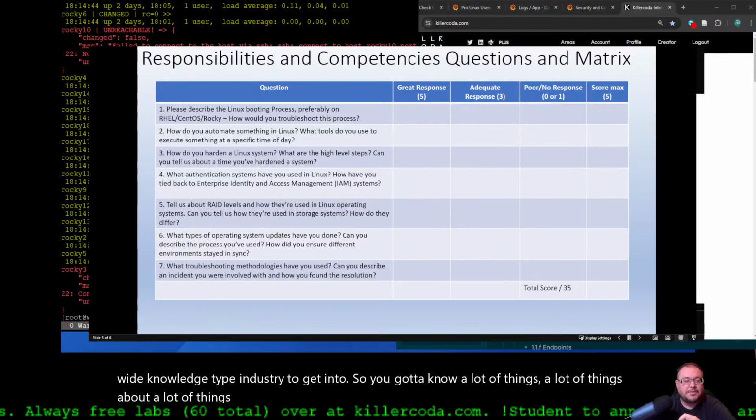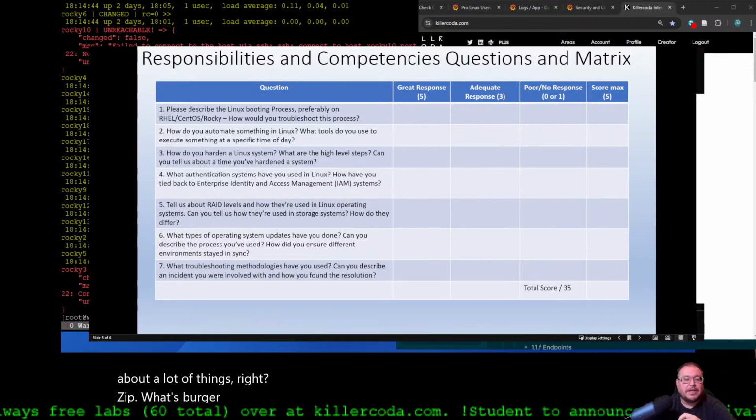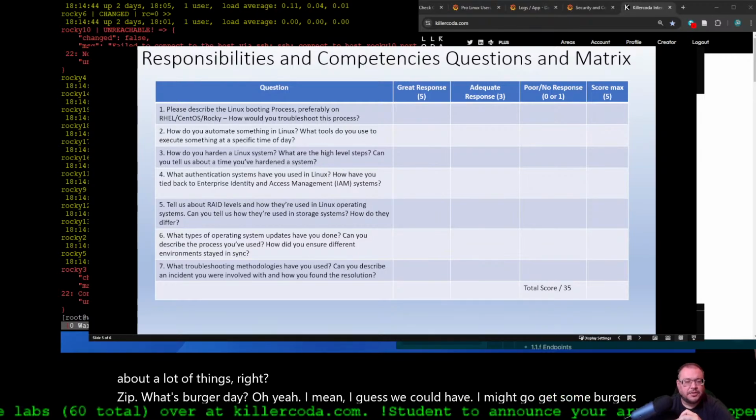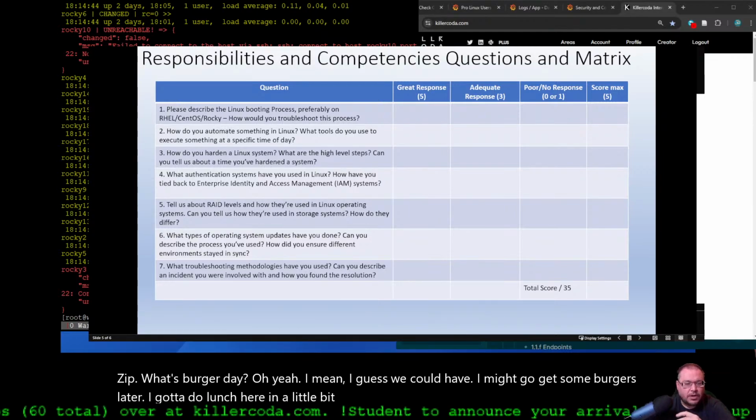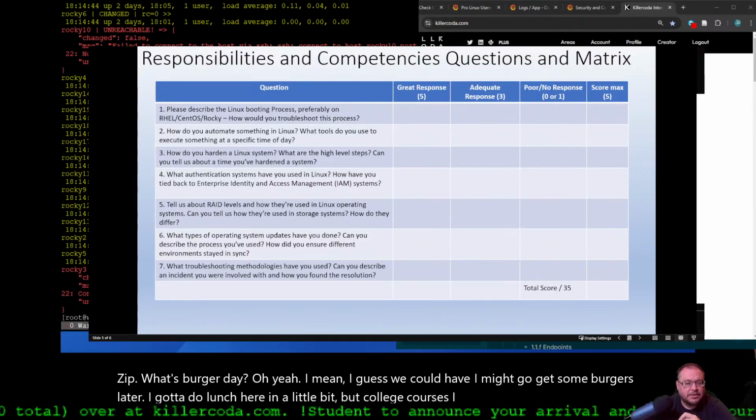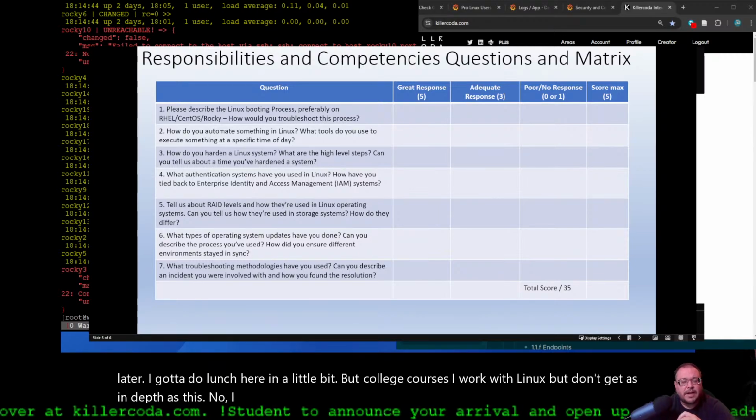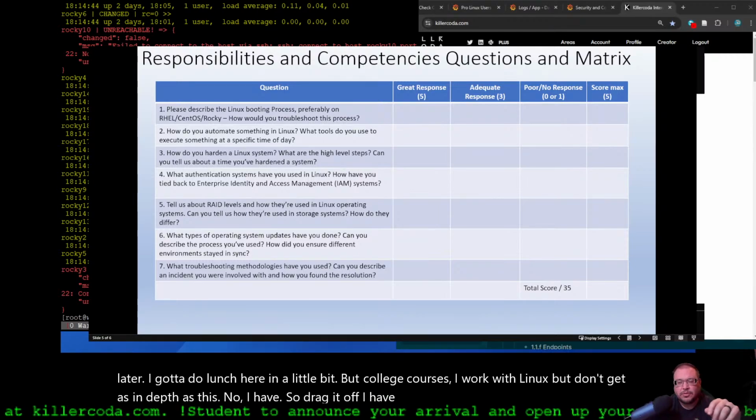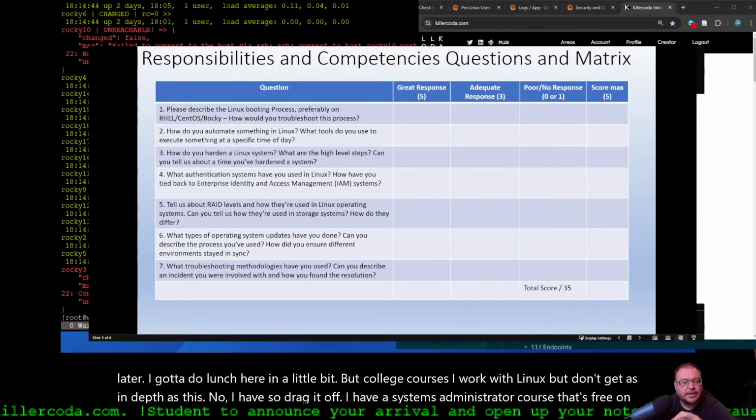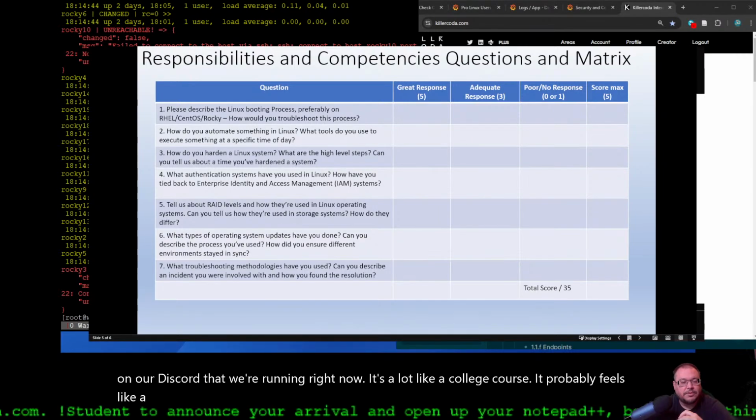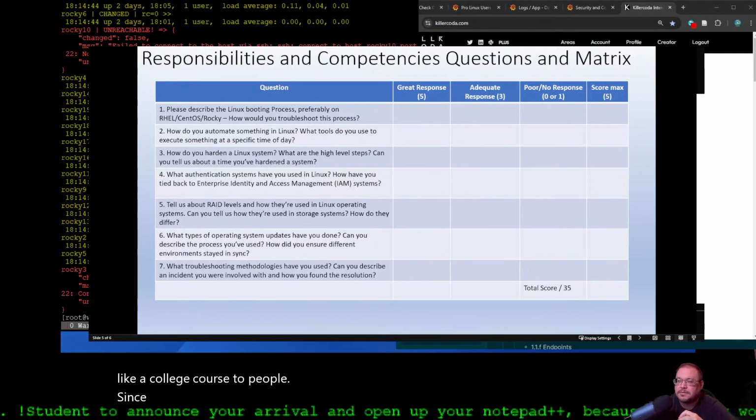Is it Burger Day? What's Burger Day? Oh yeah, I guess we could have. I might go get some burgers later. I gotta do lunch in a little bit. College courses, I work with Linux, but don't get as in depth as this. No. Dragonov, I have a systems administrator course that's free on our Discord that we're running right now. It probably feels like a college course to people, since I've been a college professor for 16 years.